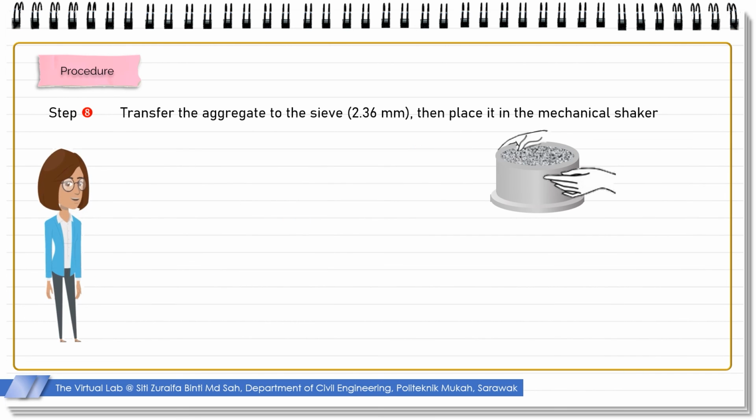Step 8. Transfer the aggregate to the sieve, 2.36 mm, then place it in the mechanical shaker. Unsecure the cylindrical metal container containing the whole of the crushed test sample and weigh them. Determine the mass of the crushed sample, M1. Sieve the whole of the sample in the tray on the 2.36 mm BS test sieve until no further significant amount passes in 3 minutes.